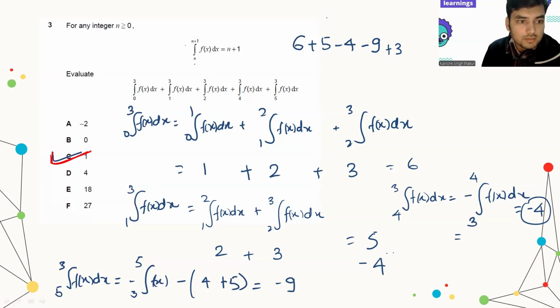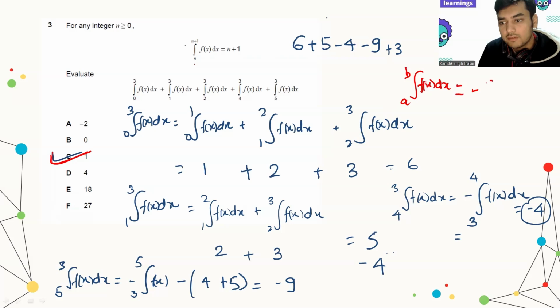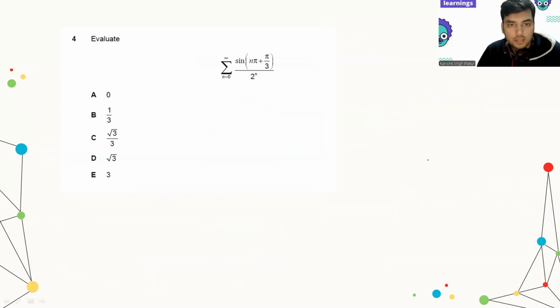I hope you guys must have got it, right? So this is not even a definite integration. Only one property is used here: suppose integration of a to b f(x) dx is equal to negative of b to a f(x) dx. Okay, negative of b to a f(x) dx. Remember, only this property is used here. Okay. Right. Now let's come to this question.